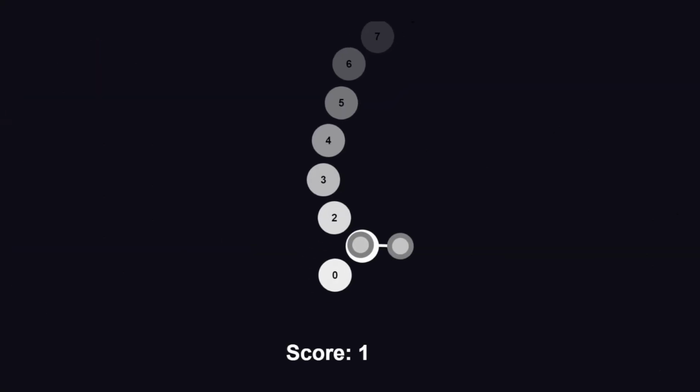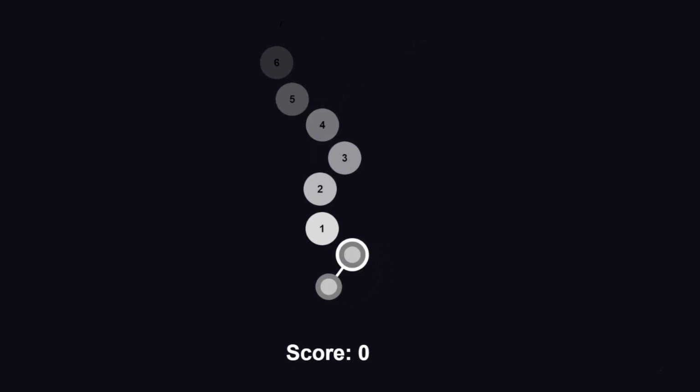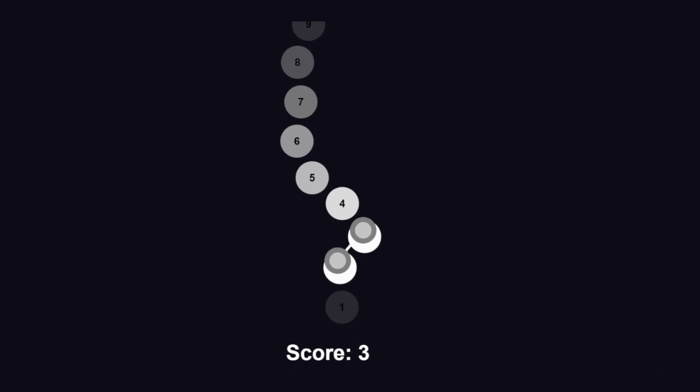Welcome. Today we'll be building an AI to play a game called Risky Steps. The game is fairly simple. You have two balls attached by an arm. One ball is static while the other one rotates.